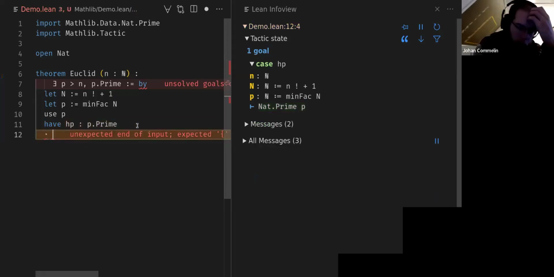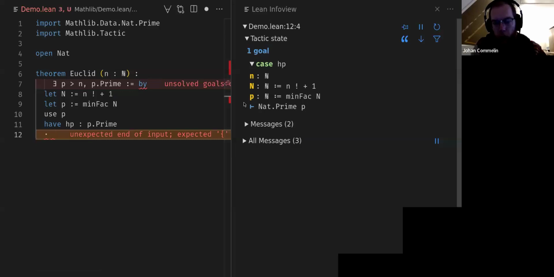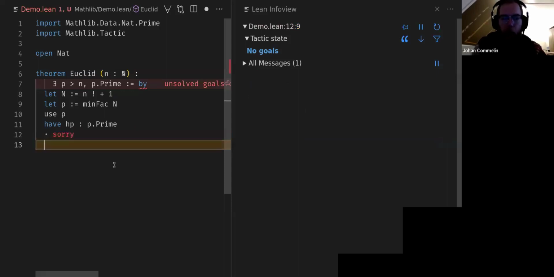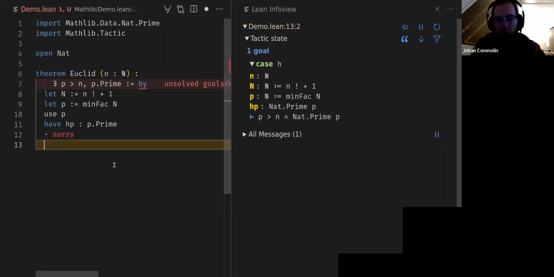Okay. So now we have two goals. We write this little bullet point to focus on the first goal. So now that I wrote that bullet point, we only see the goal of the subclaim. And I'm just going to write sorry, because I don't want to be bothered with proving this. And it says, okay, no goals. Of course, no goals only means no goals within this subclaim. Whenever I move to the next line, I get my original goal back. So there's still one goal left. We now know that P is prime, and we have to prove our original goal.